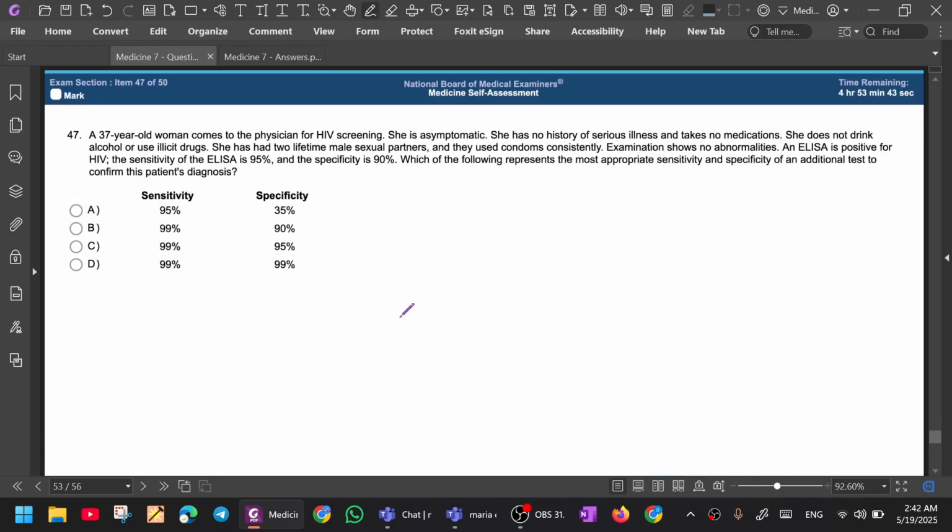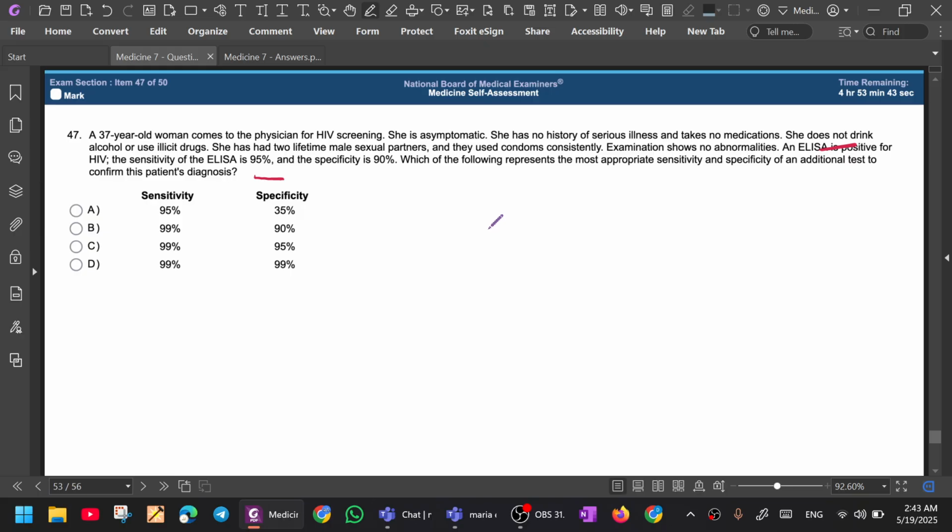A 37-year-old woman comes to the physician for HIV screening. She is asymptomatic, with no history of serious illness, no medication, doesn't drink alcohol, and no drugs. She has had two lifetime male sexual partners and they use condoms, so that's good. The exam shows no abnormality. ELISA is positive for HIV. Sensitivity of ELISA is 95% and specificity is 90%.